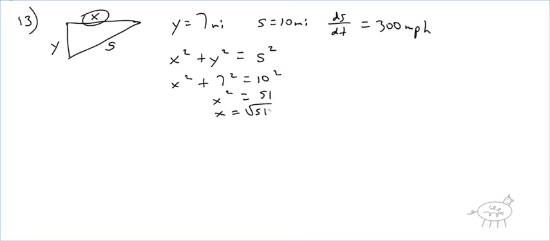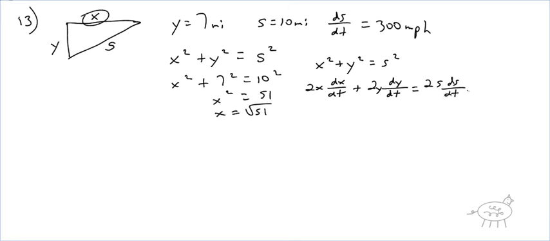Okay? And now I want to take the derivative with respect to time. Okay, that just gives me that value of x. So again, I'm going to go back to, I got x squared plus y squared equals s squared. Take the derivative, I get 2x dx dt plus 2y dy dt equals 2s ds dt. Very exciting.